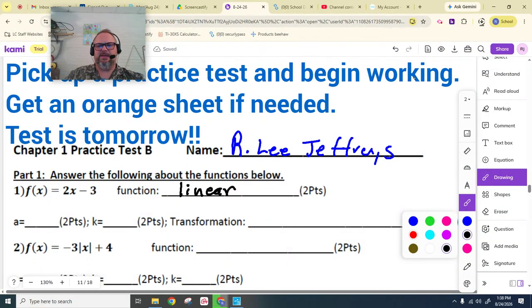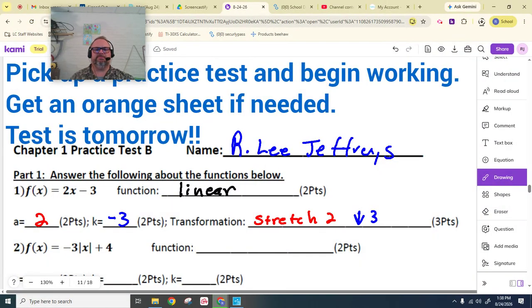Okay. Our A is 2, so this is a stretch of 2. Our K is -3, so this is down 3. All right. On the purple sheet from Friday, did anybody see if these functions are in the same order? They probably are.